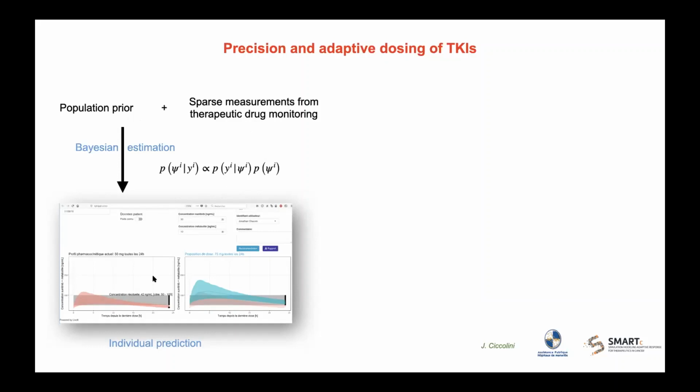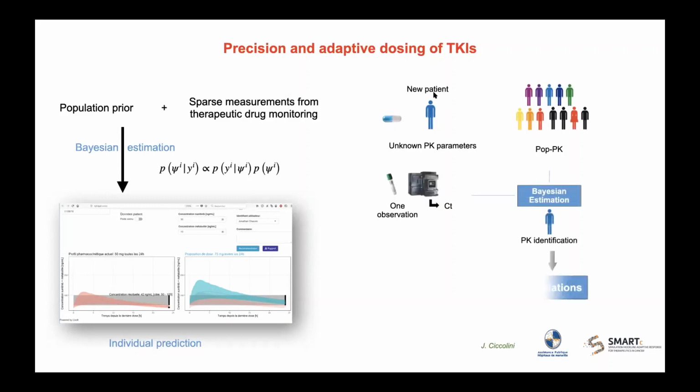And you can see the software that was developed and that we use here, where the residual Cmin, the so-called Cmin, which is the trough concentration, can be simulated. And if it's not in the target area, then we can simulate the dose that is proposed to adapt the scheduling. So this is a bit the process.